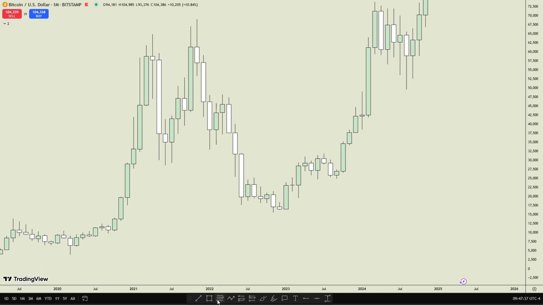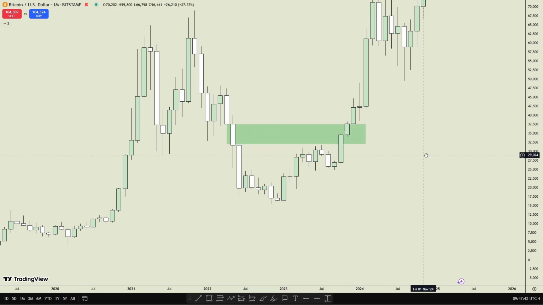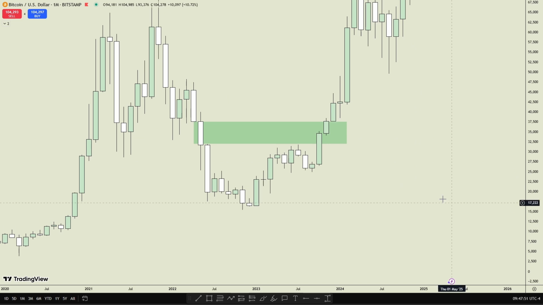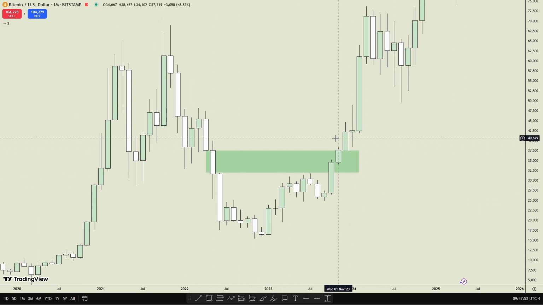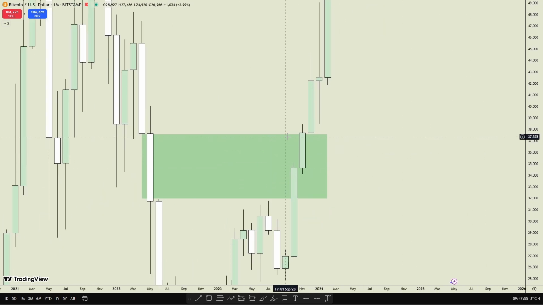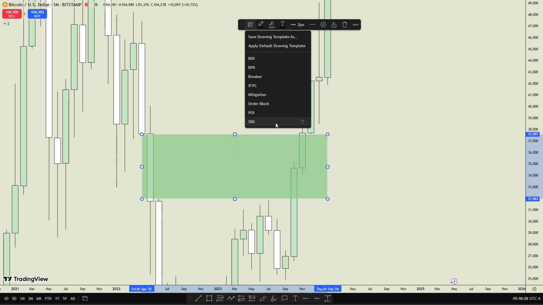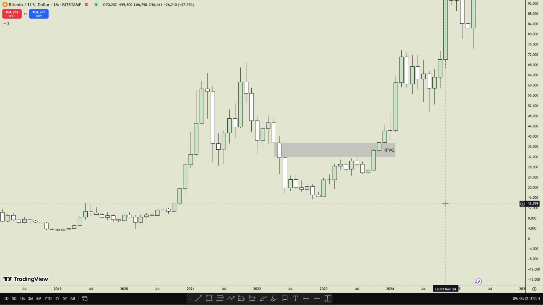This one doesn't have a wick, so we'll be measuring it from the low of this body to the high of this wick, pulling it out to the right. As you can see here, price has traded straight through this, and with this closure, closing above the high of this fair value gap, it has invalidated this bearish fair value gap and turned it into an inversion fair value gap, just like that.